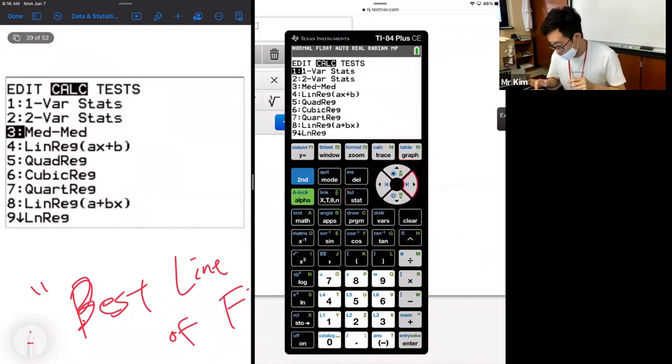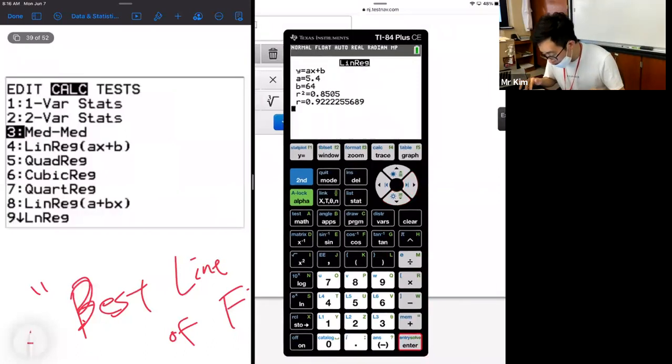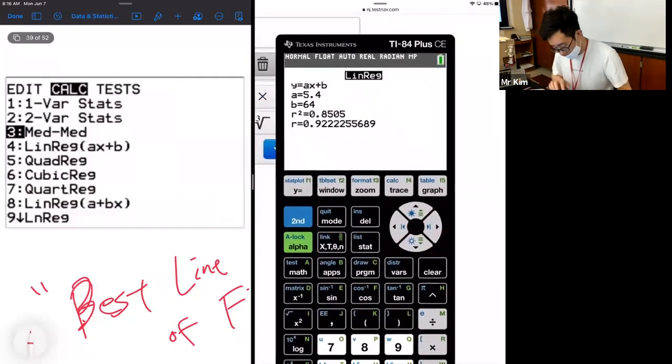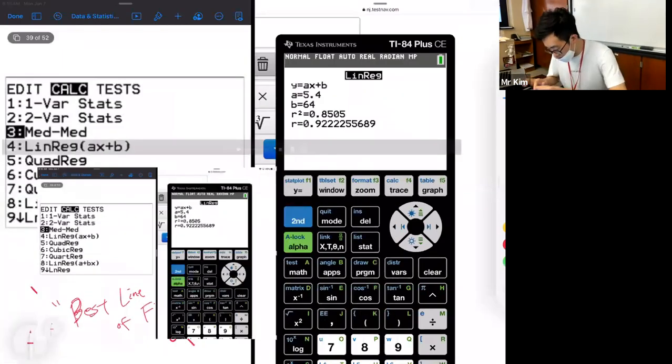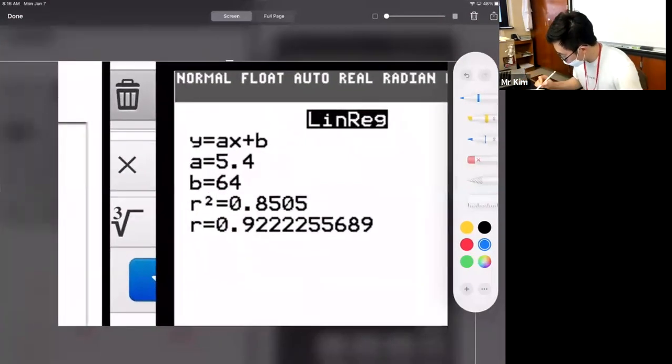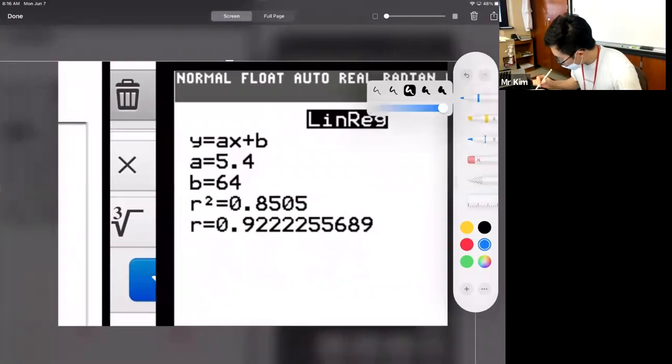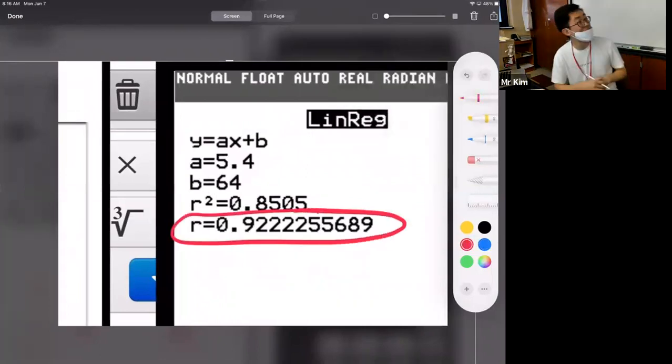And from the stats, I keep on losing that page, but if I press calculate one more time, this value right here, the R is equal to 0.922. This is a measurement of how related the two things are. You see how it's about 0.9, okay?